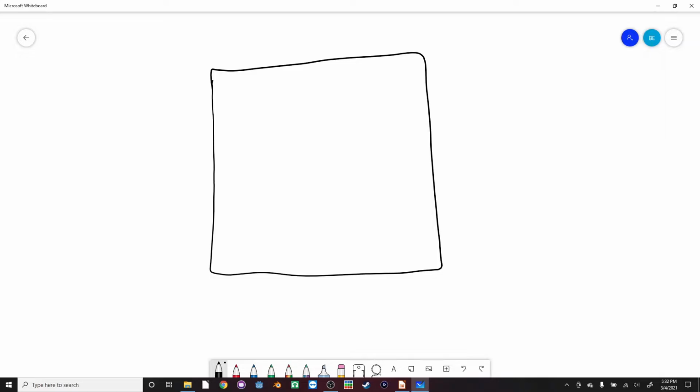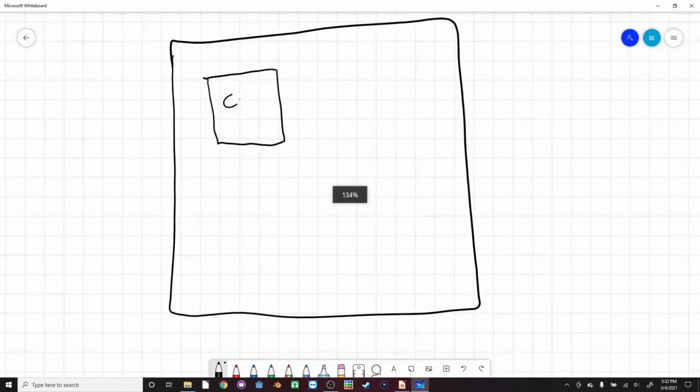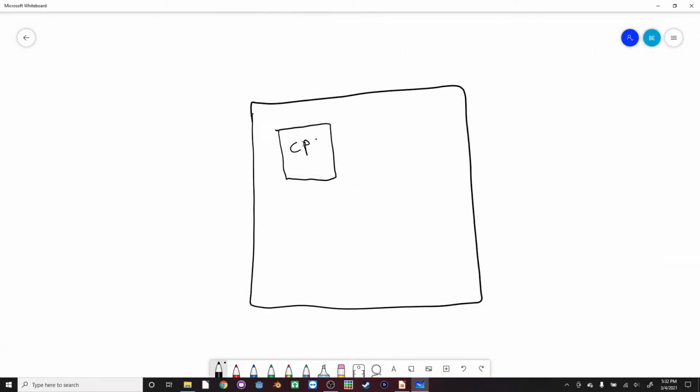So the CPU, let's start with the CPU. The CPU is just the brain of the entire thing. The CPU is the brain of the computer. Next, we're going to load in some RAM, and I'll just say that this is our RAM or our memory. Memory, not storage, memory. So this is our RAM.